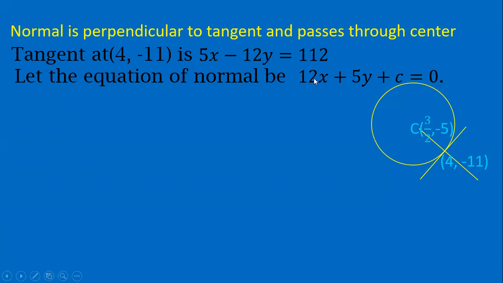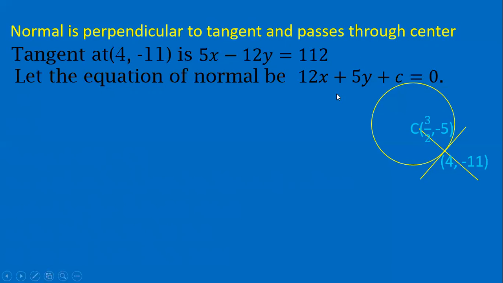Coefficient of x becomes the coefficient of y, coefficient of y becomes the coefficient of x, and we change a sign either in x or in y, but usually we change this one, y, and this is a constant c. Now as I told, the normal passes through the origin, so if it is normal, then it passes through 3 to minus 5, this point.